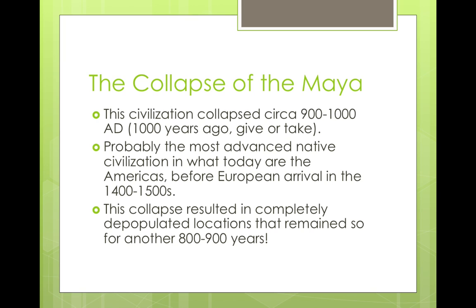And what's interesting about this collapse, and if you read about it, and there's a couple of readings I'll suggest, it's a little bit of a mystery. There's been several explanations that have been proposed, but because there was very little evidence, it's been difficult to prove any of these theories. What's interesting about this collapse is that it resulted in a completely depopulated location that remained so depopulated for the next 800, 900 years. So literally, this population of over 2 million people, it was estimated at the time, was completely wiped out, and the same area was completely depopulated for another 800, 900 years.